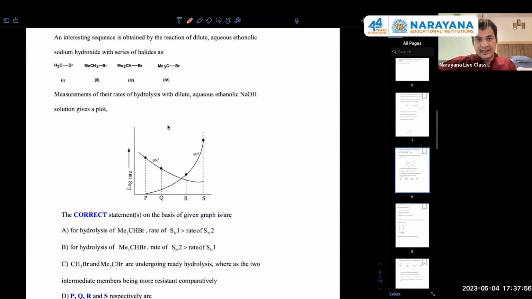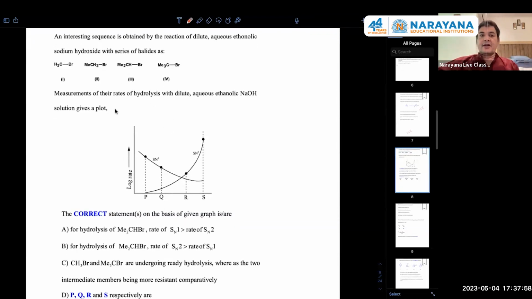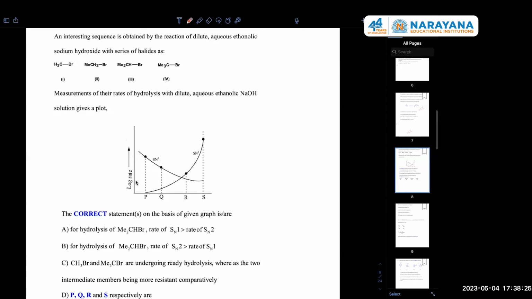And we have mentioned one graph here. What is the graph? Basically, the measurement of their rates of hydrolysis with dilute aqueous ethanolic NaOH. This graph represents the four compounds P, Q, R, S. Right now, we don't know which one is P, Q, R, or S. These PQRS are these four compounds, 1, 2, 3, 4, and the graph is representing SN1 and SN2.